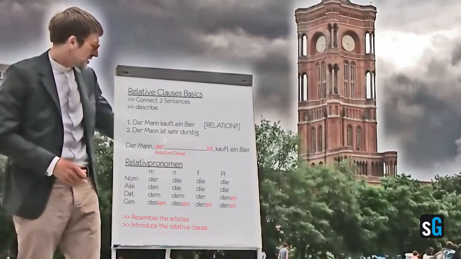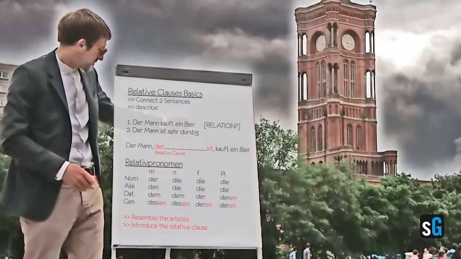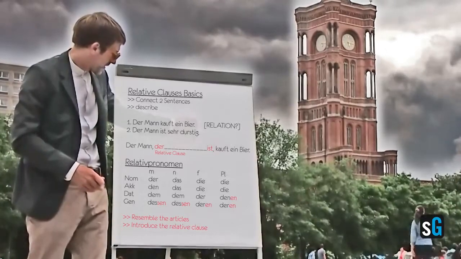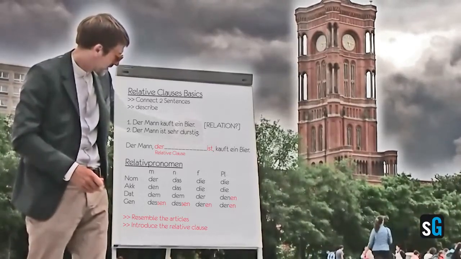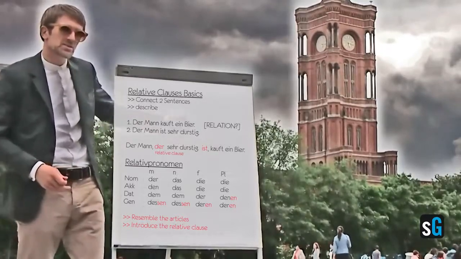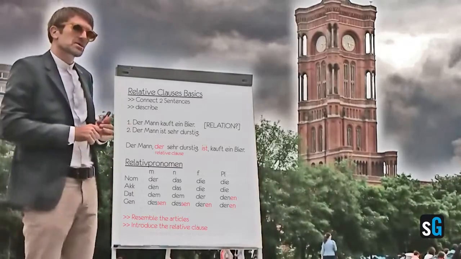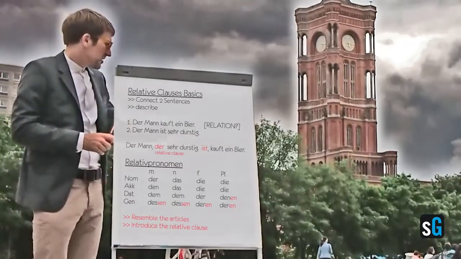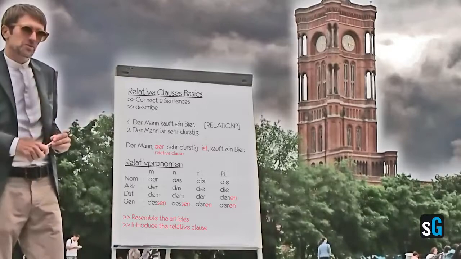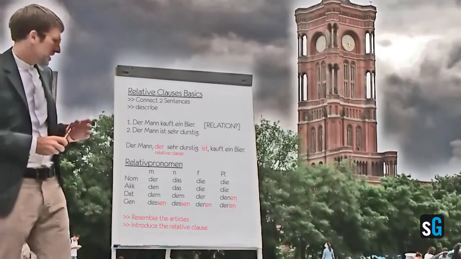So now I still have some space here and also some words left. These I can simply copy. So finally I have the sentence, der Mann, der sehr durstig ist, kauft ein Bier. The man who is very thirsty buys a beer. And this is how you create simple relative clauses. It will become more clear in the next video about the accusative.